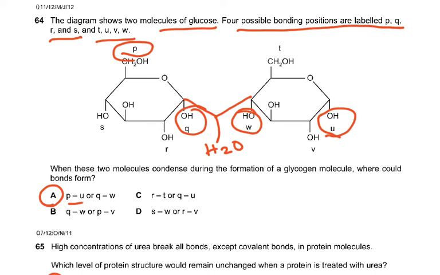So this is the 6, so it had to be P and U, which is carbon 1, carbon 2, carbon 3, carbon 4, carbon 5, and carbon 6. Similarly here, 1, 2, 3, 4, 5, and carbon 6.